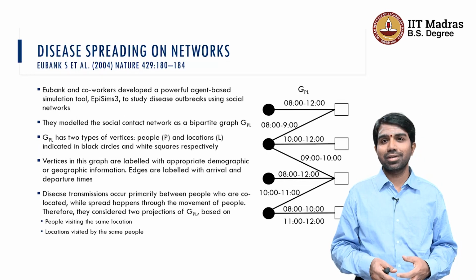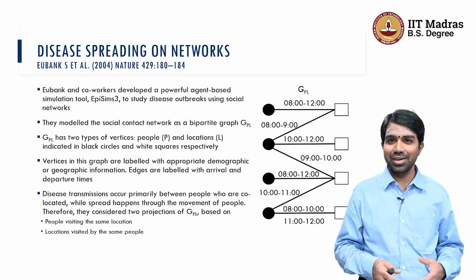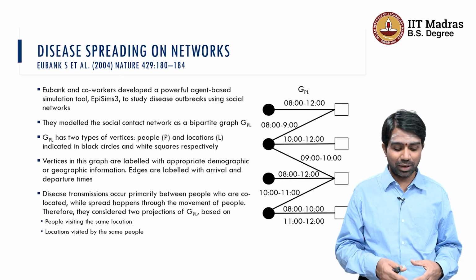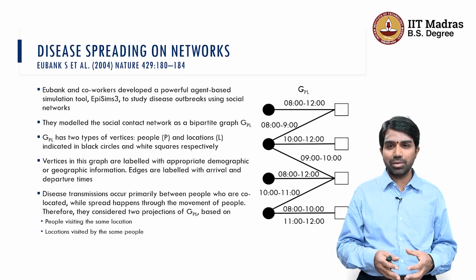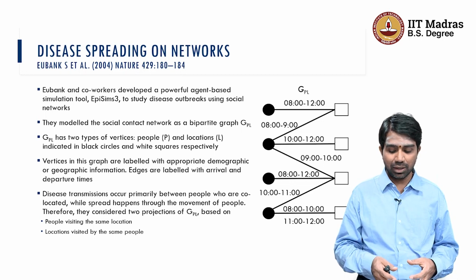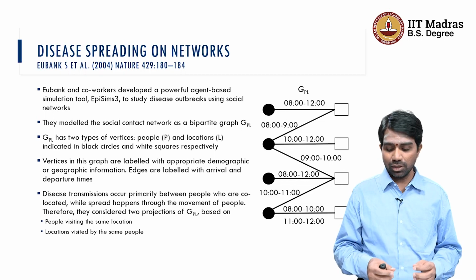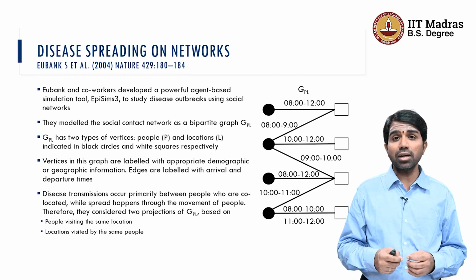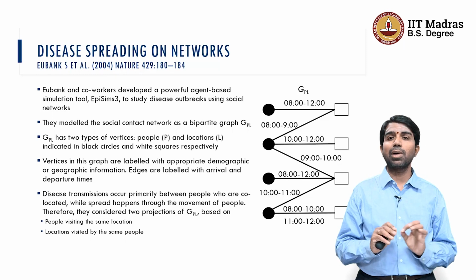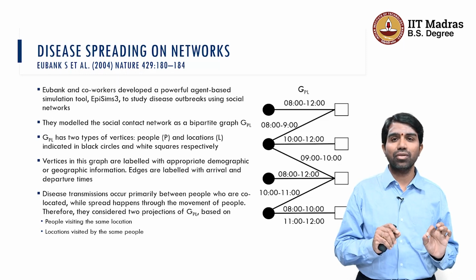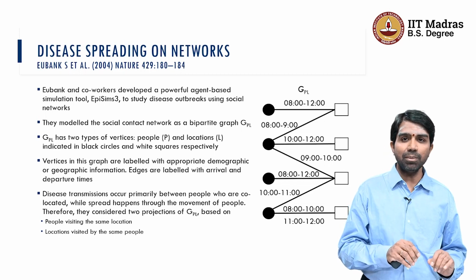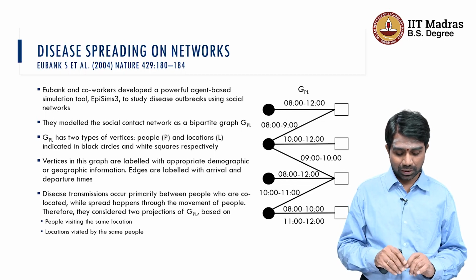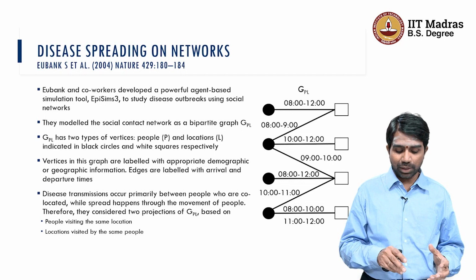This is a paper that really predates the pandemic. So this was written in 2004 by Eubank and co-workers. They developed this very nice agent based simulation tool called EpiSims to study disease outbreaks using social networks. They modeled the social contact network as a very nice bipartite graph again. So you have this bipartite graph of people and locations, right? So there are two types of vertices.